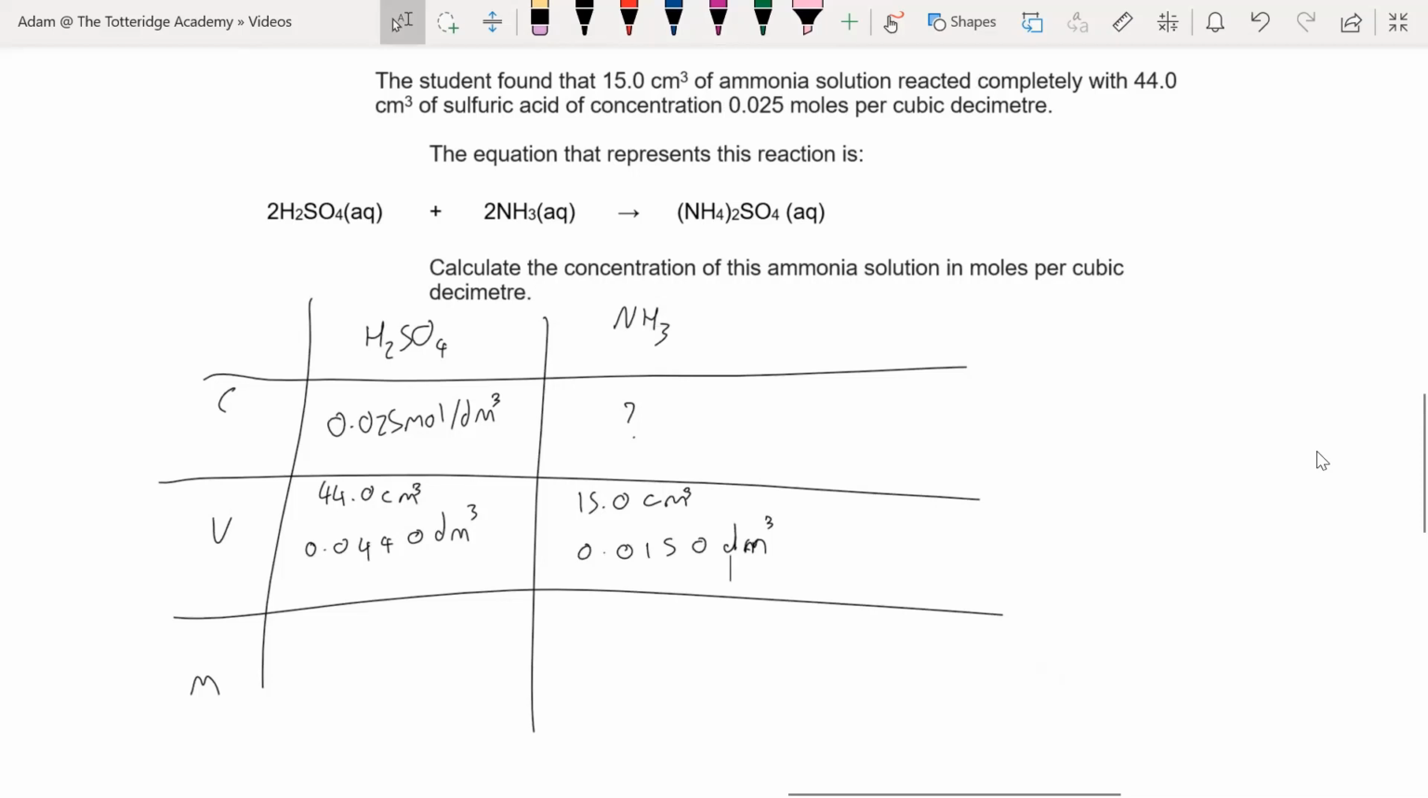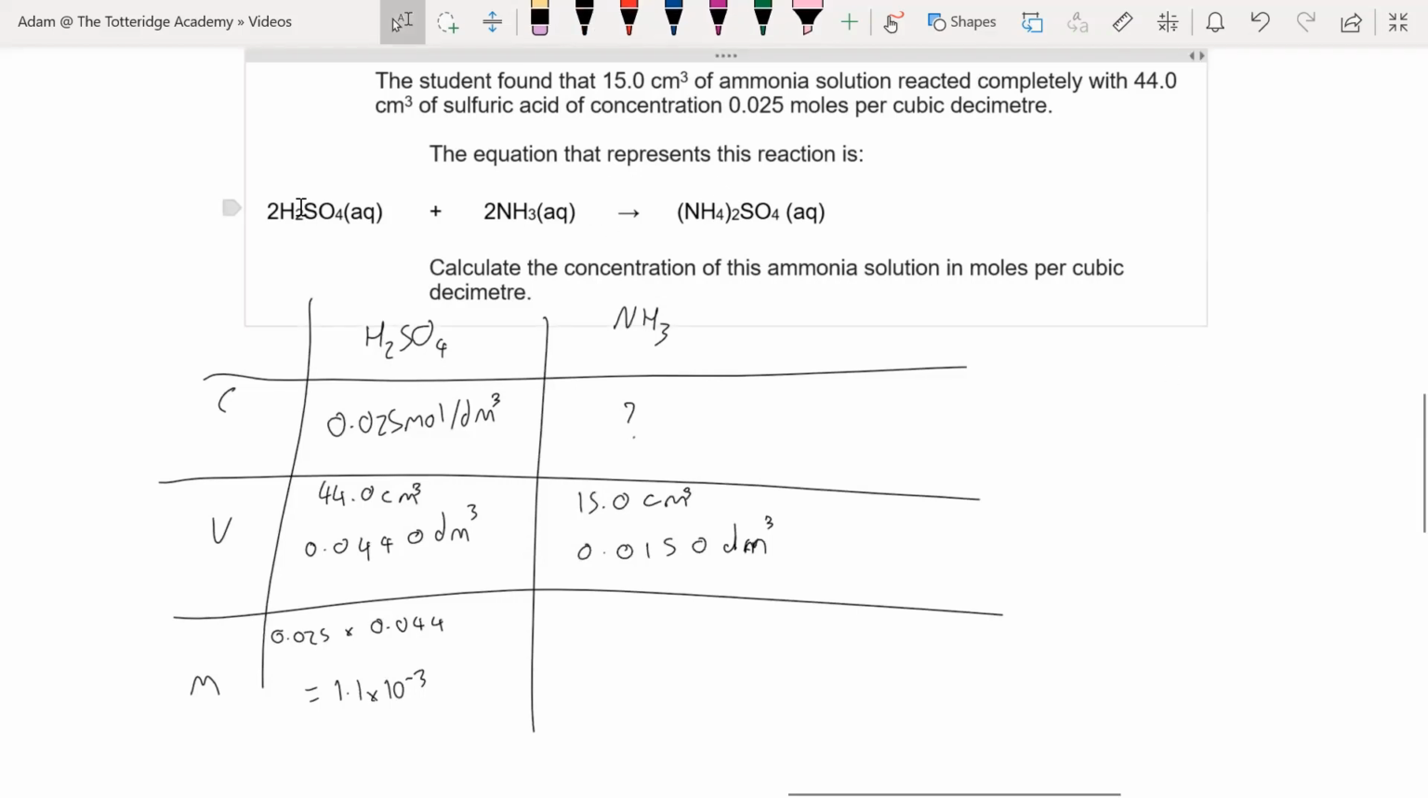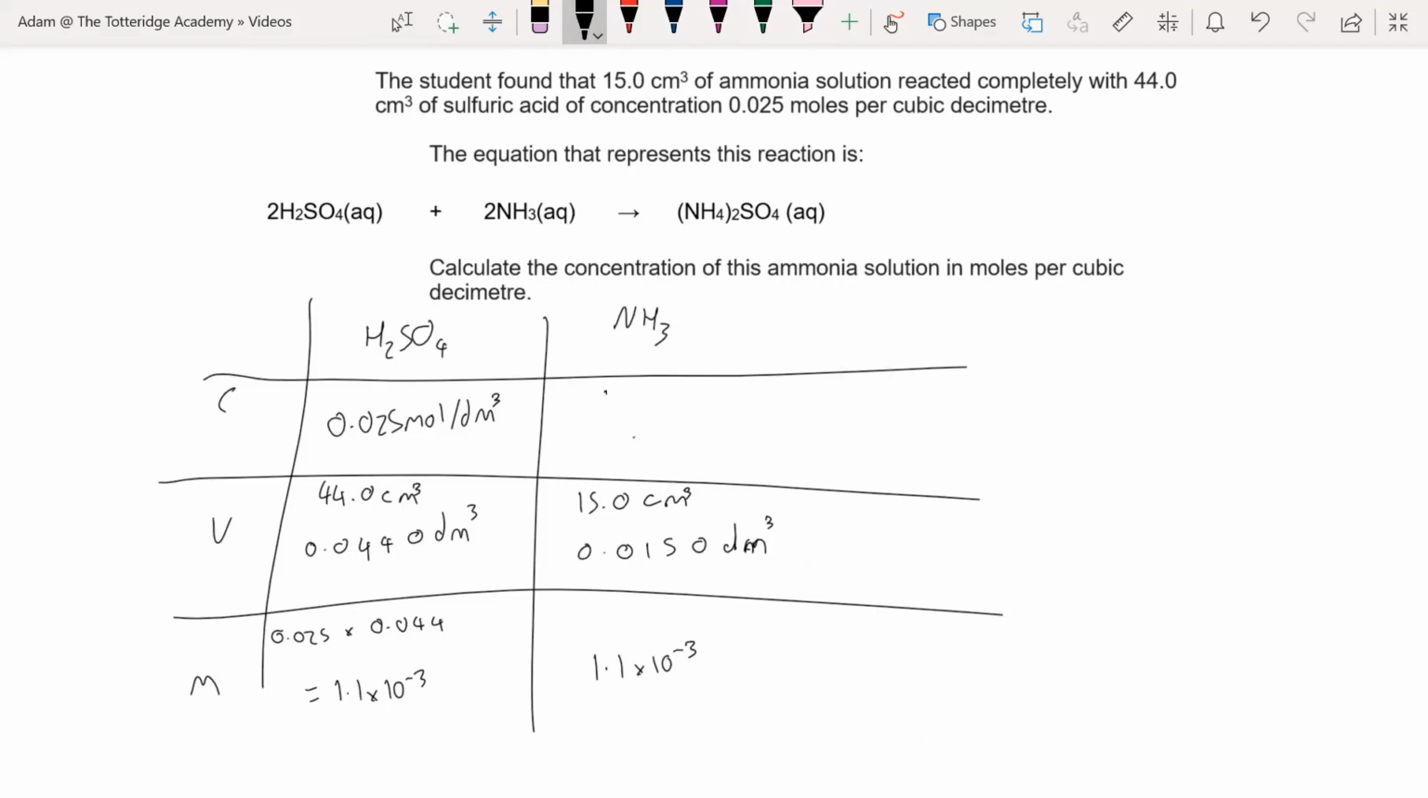So moles is concentration times volume, so 0.025 multiplied by 0.044, which gives me 1.1 times 10 to the minus 3. What's the molar ratio? It's 2 to 2, which is the same as 1 to 1, so I don't need to do anything to that. I'll just put 1.1 times 10 to the minus 3 over there. I've then got my moles, and I've got my volume, so I can work out the concentration. So I just do moles divided by volume, which is 1.1 times 10 to the minus 3 divided by 0.0150.